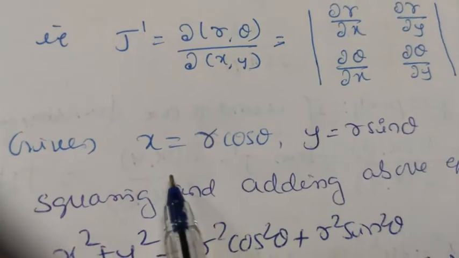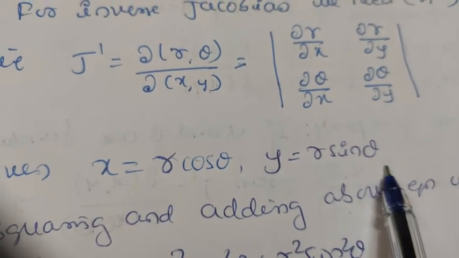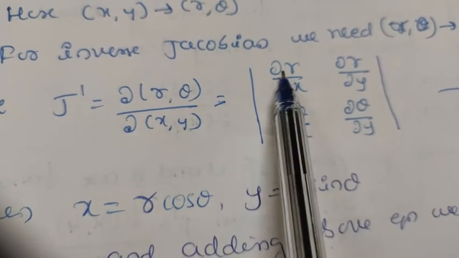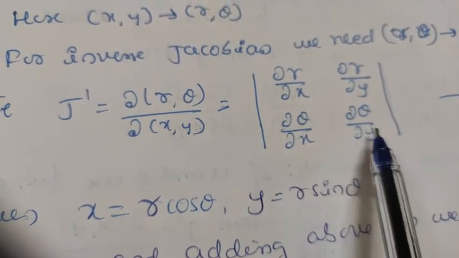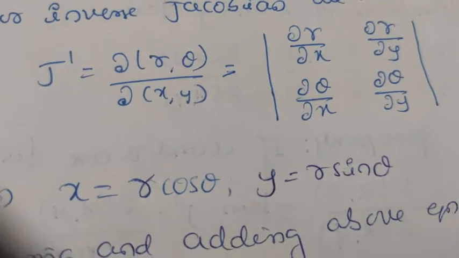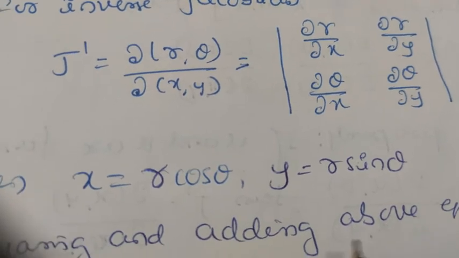So here x and y are given. First you write the given data. x is r cos θ, y is r sin θ. So in case of J', we want ∂r/∂x, ∂r/∂y, and ∂θ in terms of x and y. So for this, first you have to find the value of r and θ in terms of x and y. After that we can differentiate this.